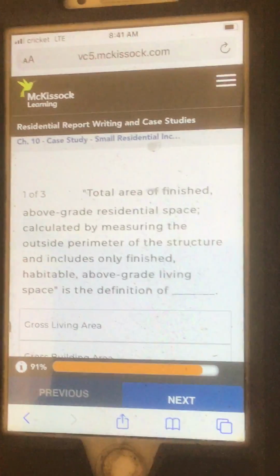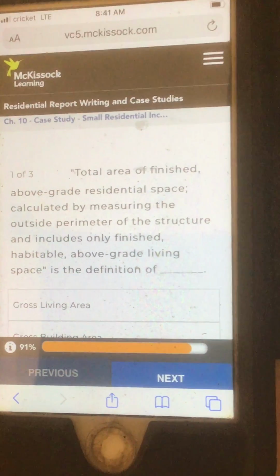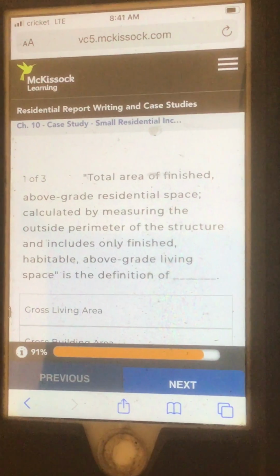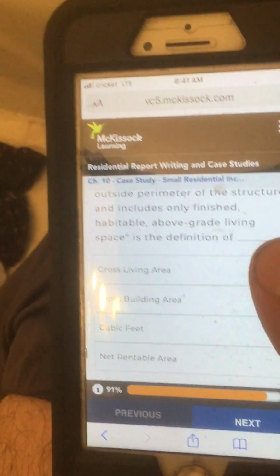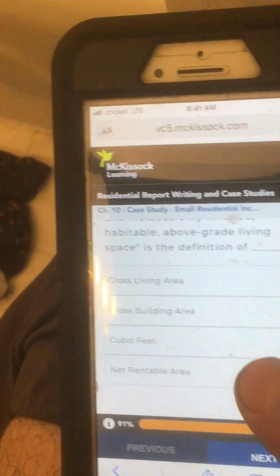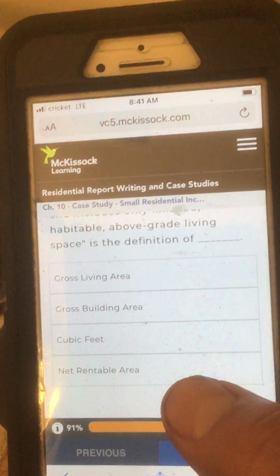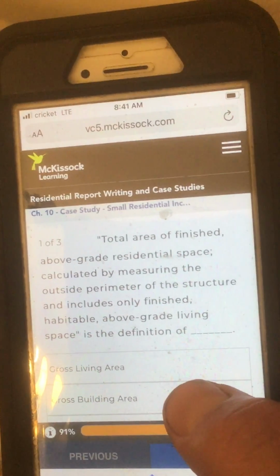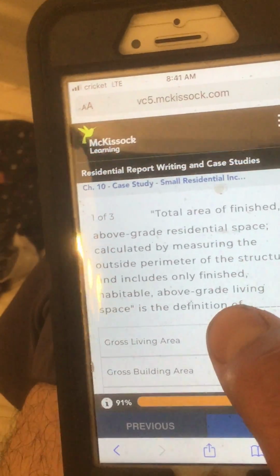Number 1, total area of finished above grade residential space calculated by measuring the outside perimeter of the structure and includes only finished habitable above grade living space is the definition of A, gross living area, B, gross building area, C, cubic feet, or D, non-rentable area. I'm going to go with gross living area, A.